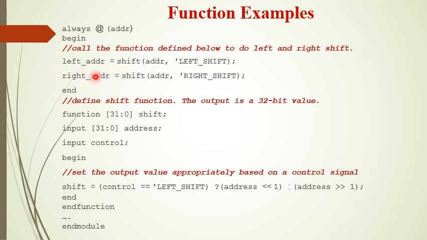And this is the function invocation line, these two lines. Whatever shifted address we are passing from the function is going to be held in these left hand side registers, which are also declared as 32-bit registers. This end is for this begin, followed by end function, and close the module by end module.